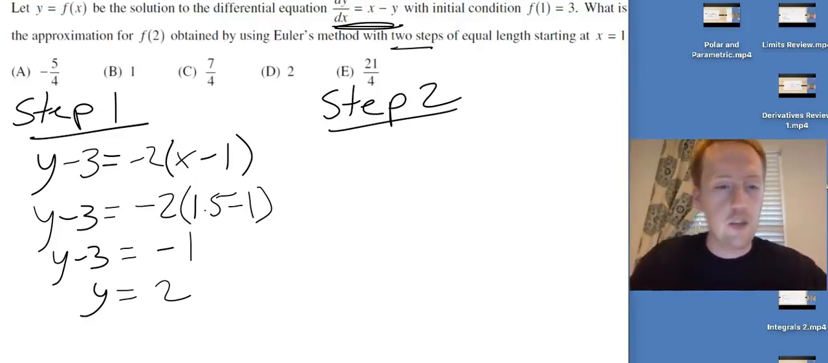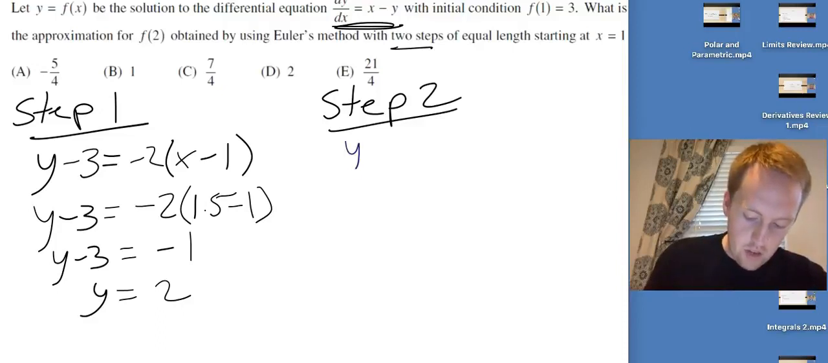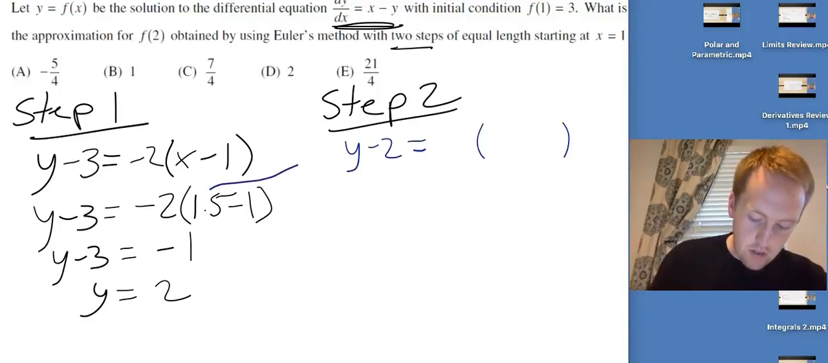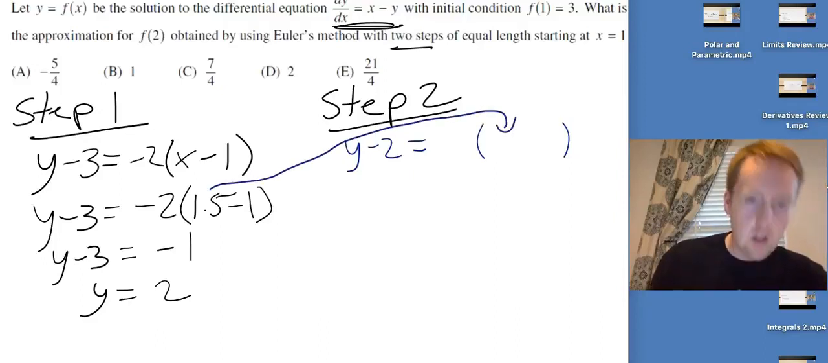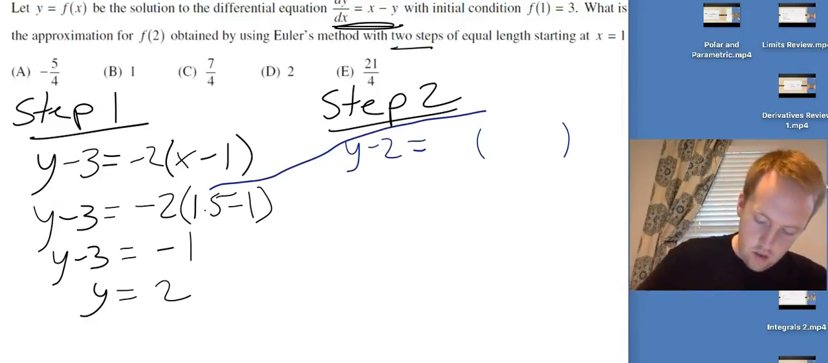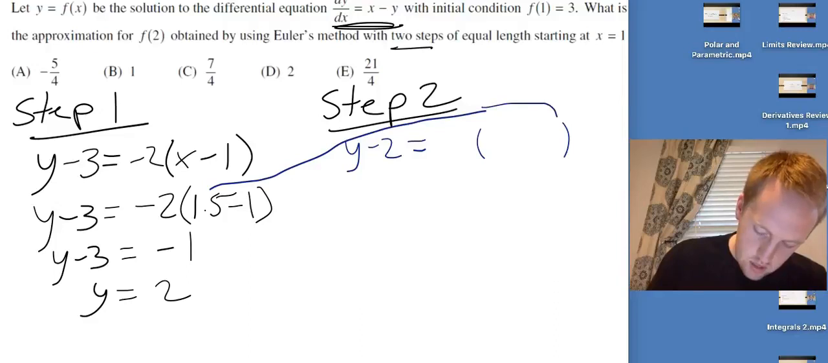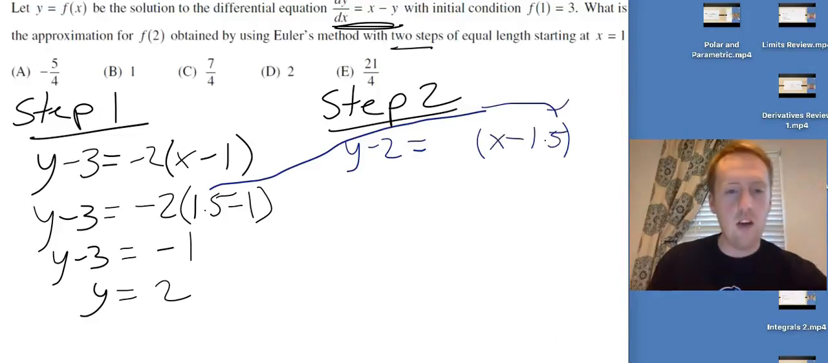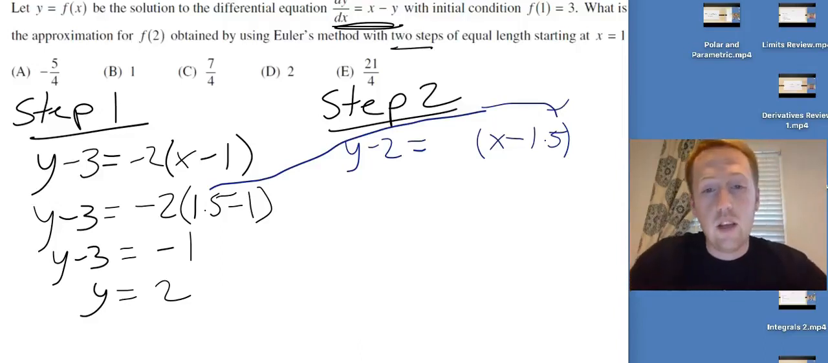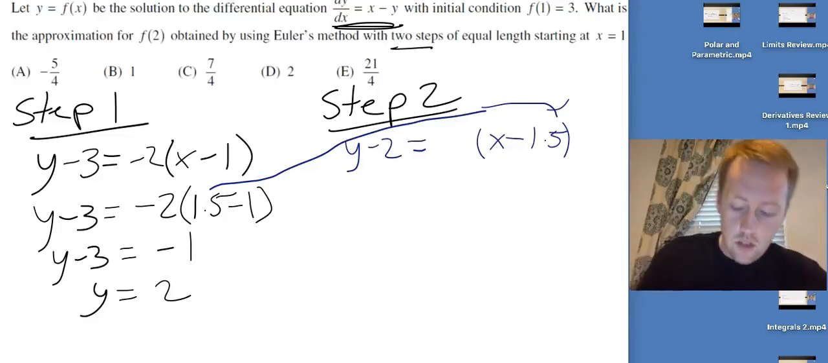So let's make our next tangent line. I know that the y value is going to be 2. I'm going to figure out the slope in a second. Now the x value that I plugged in previously, that's what's going to go right here, so that's going to go in for x1. So this is minus 1.5. So x minus 1.5. To get the slope, I plug in the x value, I plug in the y value. So I'm going to do 1.5 minus 2. So that's negative 0.5.